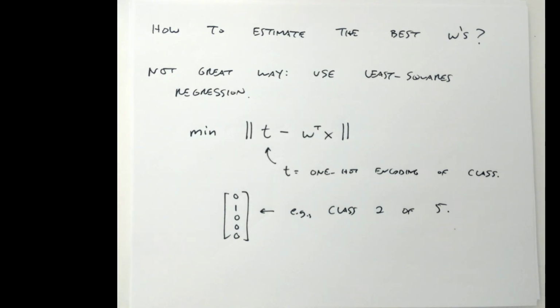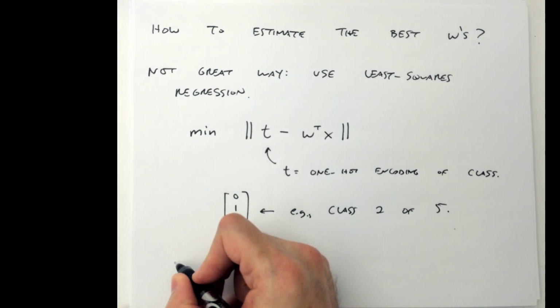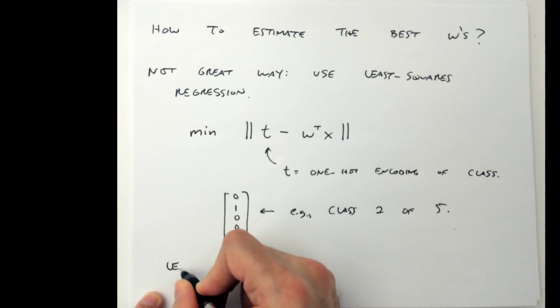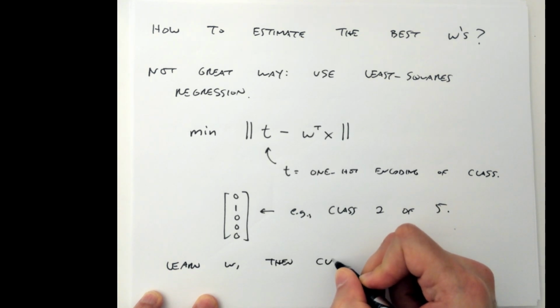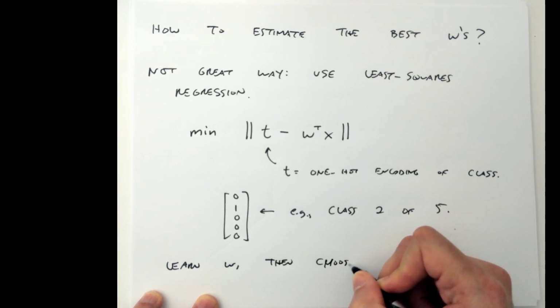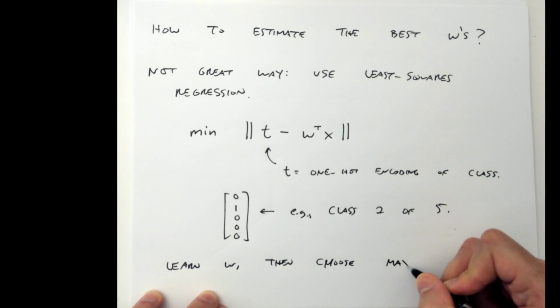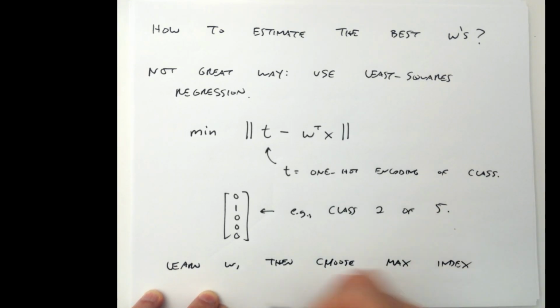So let me just say that, first of all, how do I do this, right? So we could learn W and then choose the maximum index of W transpose X for some new observation.